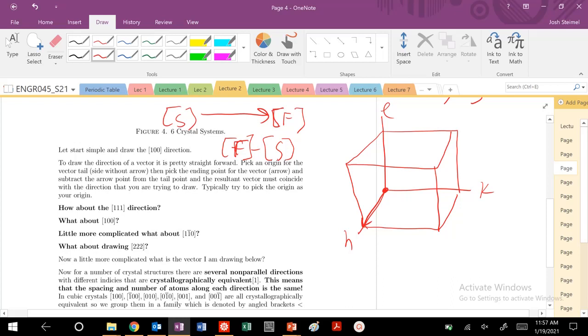How do I know what the direction of the vector is? Well, look at the coordinates. What are my coordinates for the ending point, my arrow? Well, it's at 1, and it's at 0 on K, 0 on L, right? 1, 0, 0. Minus, where did I start? The origin. So minus 0, 0, 0, finish minus start, that gives me this.